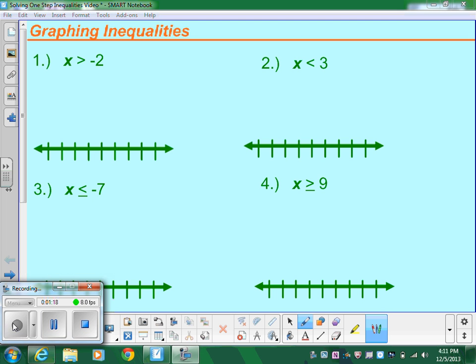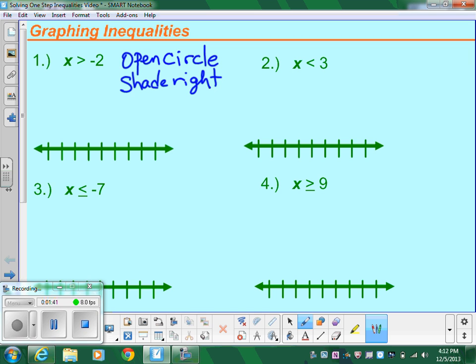For this particular example, we realize that we need an open circle because x cannot equal -2. It must be greater than -2. We can also see that because x must be greater than -2 on the number line, we are going to go to the right. Let's go ahead and label our number line. As we said before, we are putting an open circle, and we are shading to the right. And this is the completed graph of our inequality.